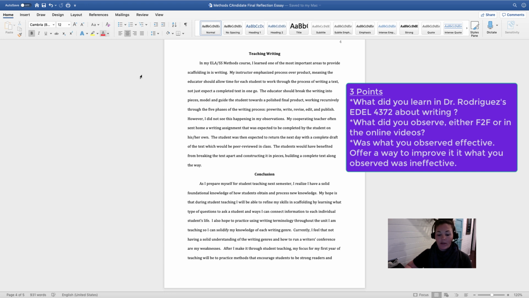So same three things. What did you learn in Dr. Rodriguez's course? What did you observe? Evaluate what you observed and offer a solution if it was ineffective.